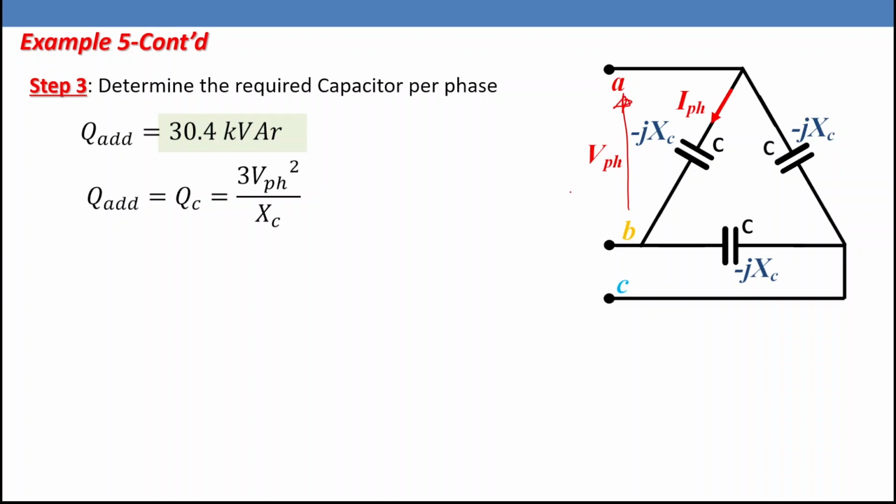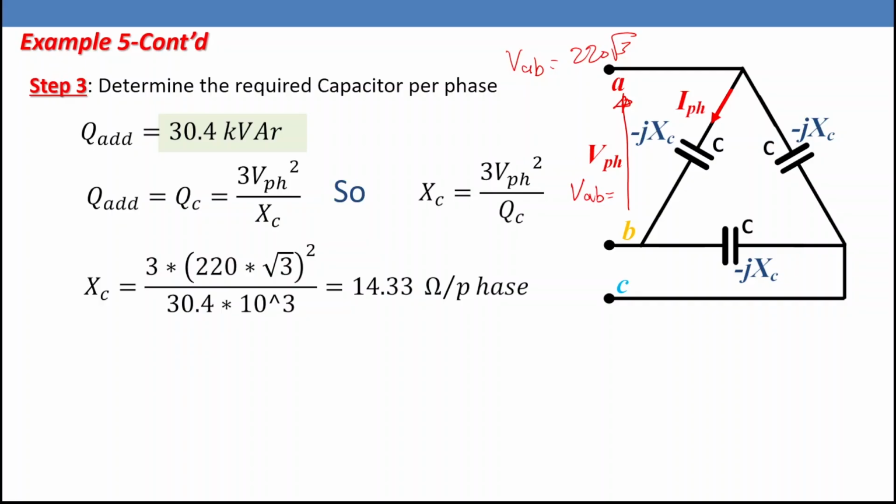If you can see here, V_AB is the phase voltage of the delta, and V_AB from the source equals 220 root 3. So we can calculate X_C in this case because we know Q_C, which equals Q_add, the amount of VAR that will be added due to these capacitors. So X_C equals 3V_phase squared over Q_C. Let's substitute. So X_C equals 14.33 ohm per phase.